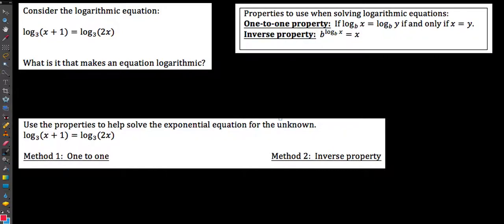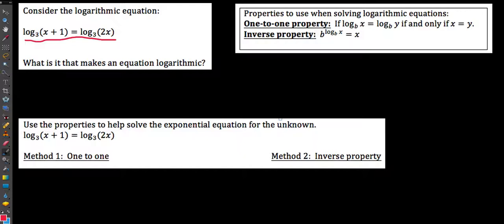Hi guys, in our previous video we had been exploring how we solve exponential equations, and in this video we're going to take a look at how we solve logarithmic equations. First things first, if you look at this logarithmic equation right here, we can see we have log base 3 of x plus 1 is equal to log base 3 of 2x.